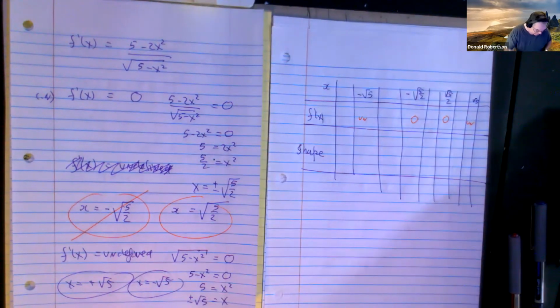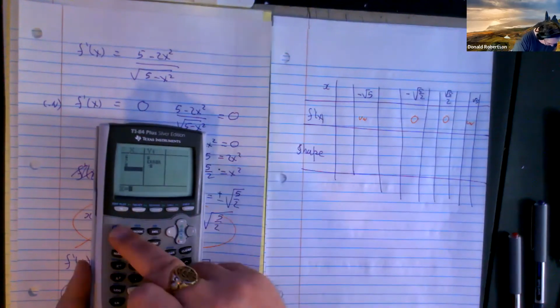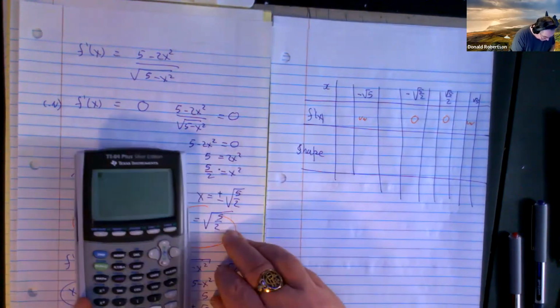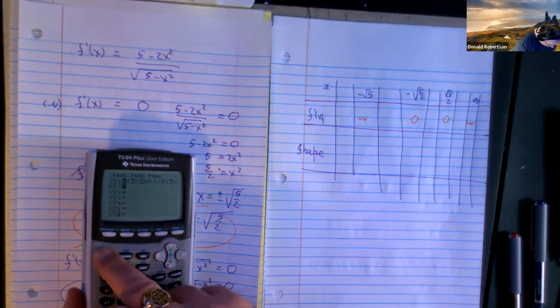So I didn't even need my calculator for that. But here we go. I'm going to put in our derivative, which is this fella. So I'll put a bracket around it. 5 take away 2x squared divided by the square root of 5 minus x squared. And then I'll go second table.